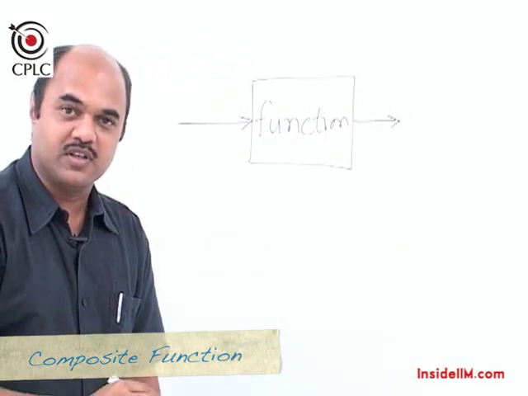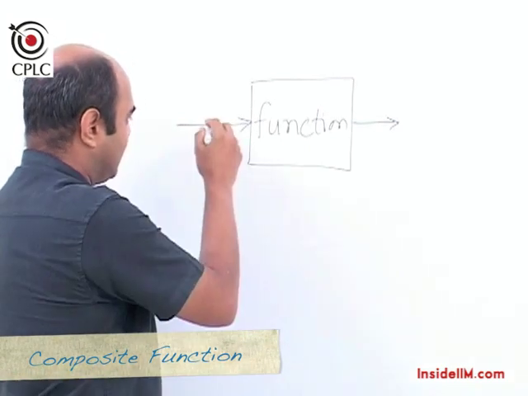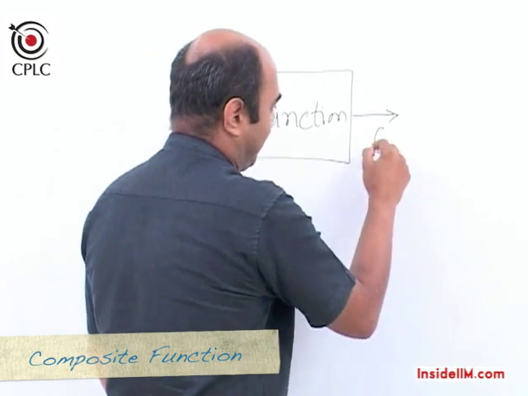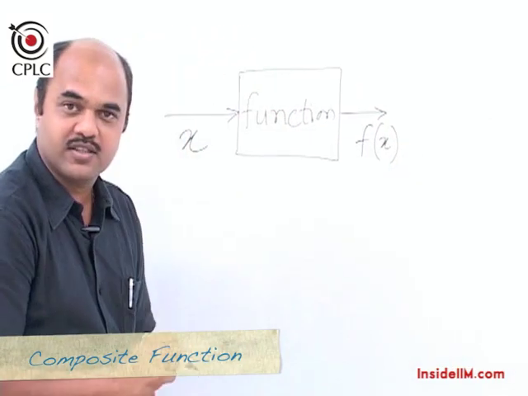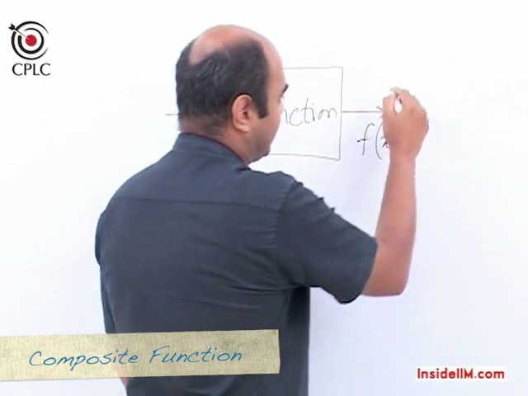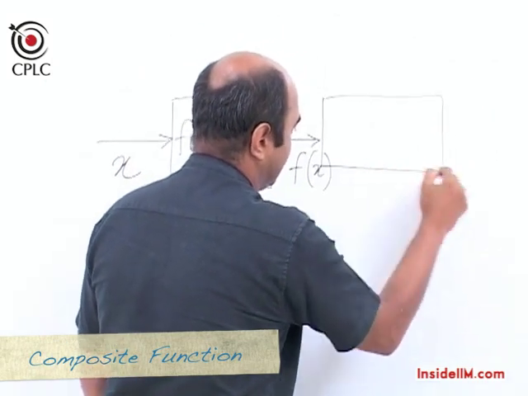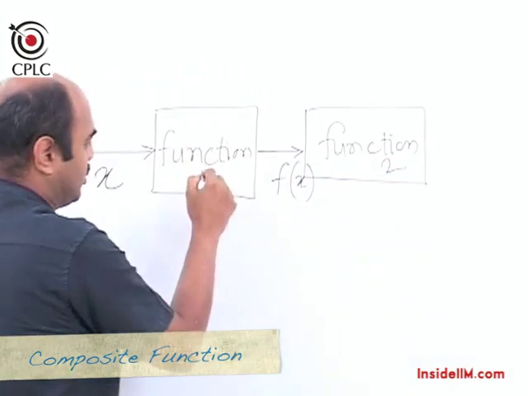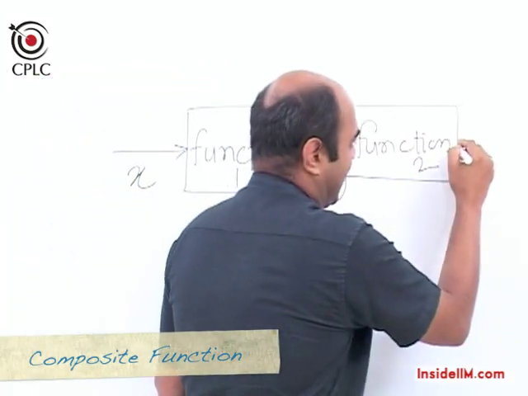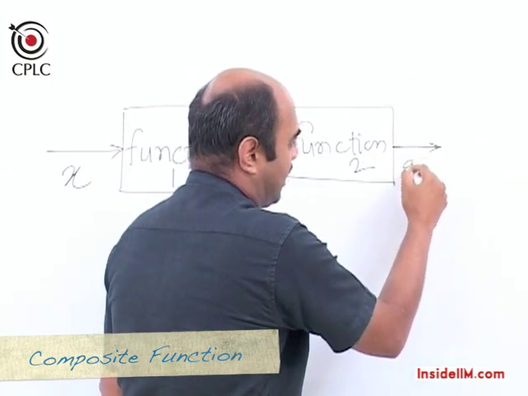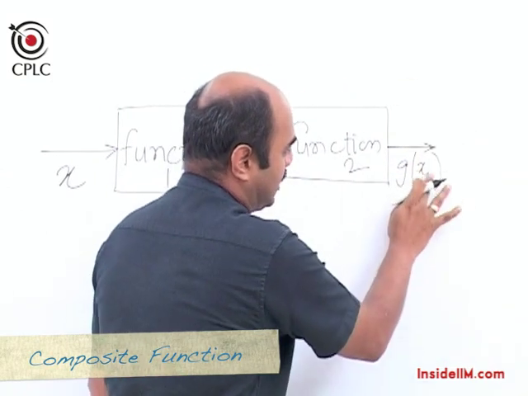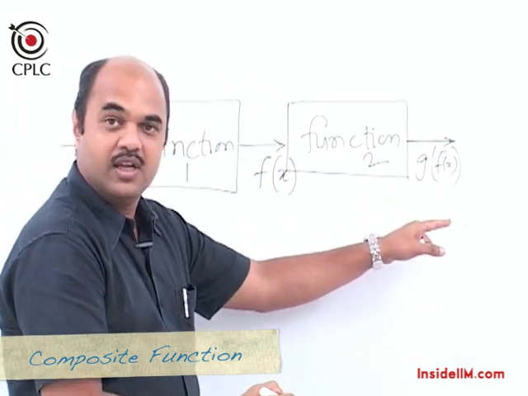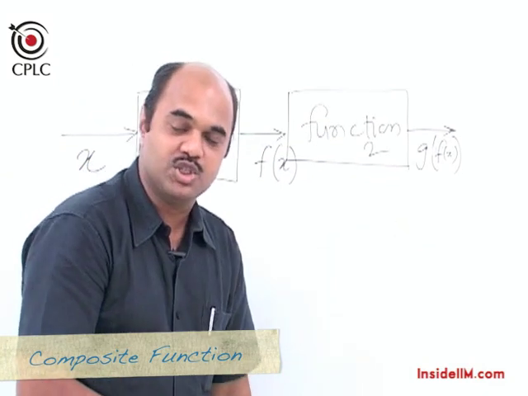Now if a composite function is a function of a function, then for this input x, suppose the function is f(x) and hence the output is f(x). Then this output of the first function will go in as the input to the second function. So if we call this function 2 and this function 1, and this gives me some other output, actually it will not be g(x), it will be g of f(x), because f(x) was the input and based on that the output is g of f(x).